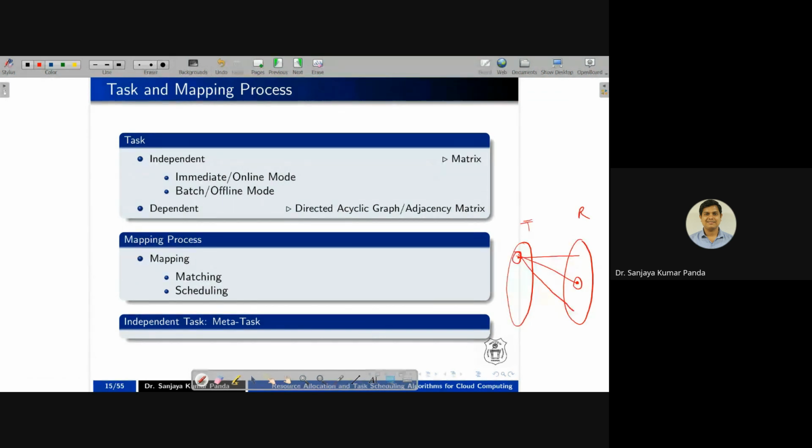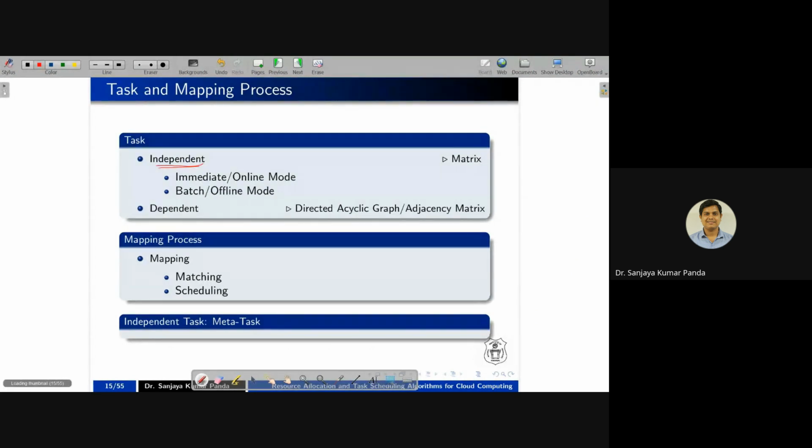So scheduling is always performed in two phases. In the first phase, we do matching. We match a particular task with multiple resources or a subset of the resources. Then we schedule the task onto an appropriate resource. When you go for independent tasks, instead of saying task, we call it a meta task. So meta tasks are generally independent in nature.